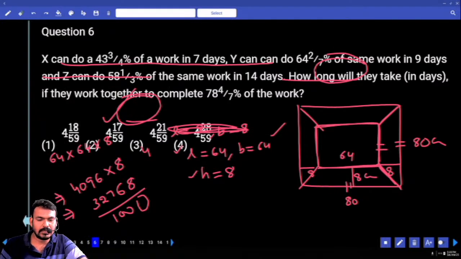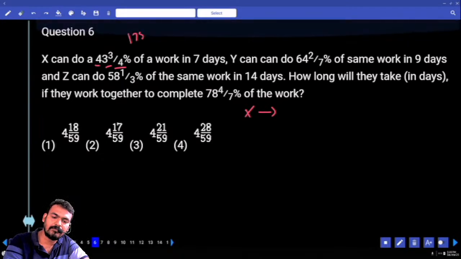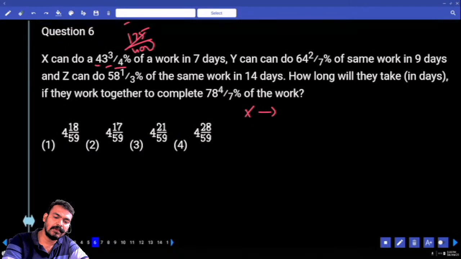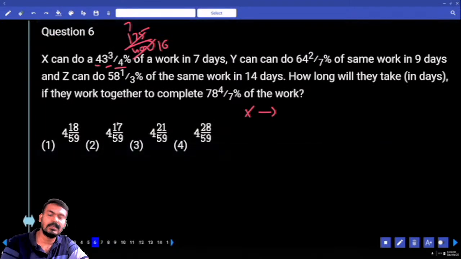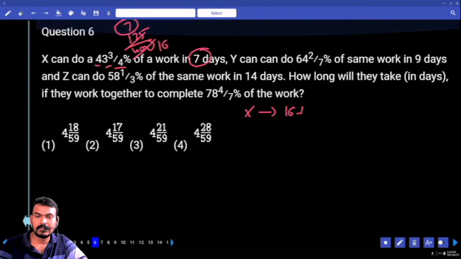X can do 43 3 by 4% of a work in 7 days. 43 3 by 4%: 4 into 40, 160. 4 3s are 12. Total it is 172 plus 3 means 175 by 400. 25 how many times? 7. 25 how many times? 16. So 1600, 7 parts in 7 days, then 16 parts, 16 days.